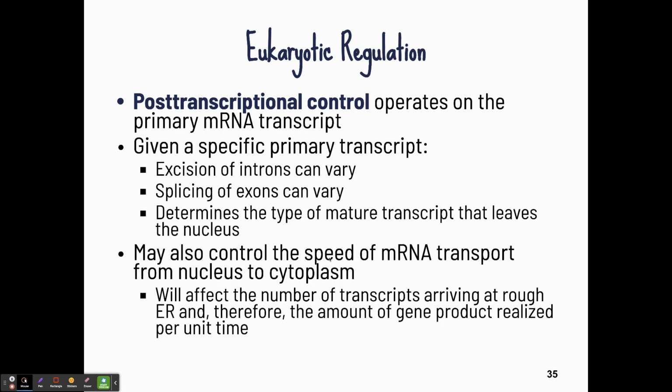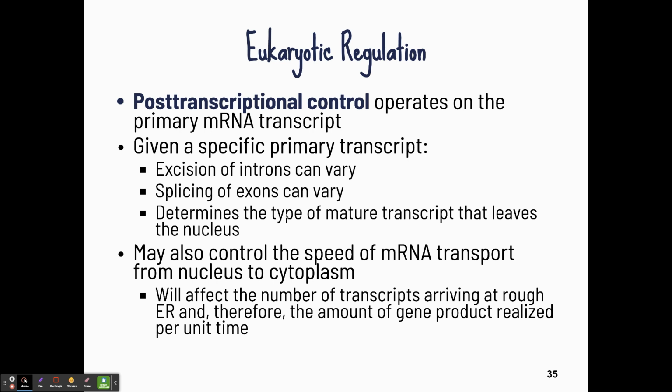We can also regulate post-transcriptional control. Post-transcriptional control occurs after RNA has been made, so it operates on the primary mRNA transcript. Given a specific primary transcript, excision of introns can vary, meaning taking the introns out or putting them together. Splicing of exons can vary, so cutting the exons. You may accidentally cut too much into the coding region, which can mess things up. That determines the type of mature transcript that leaves the nucleus.